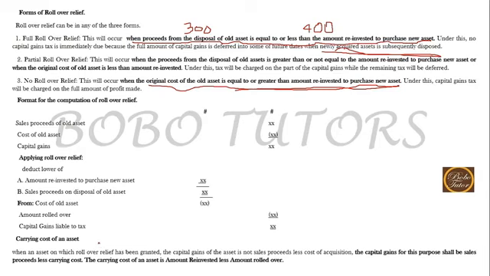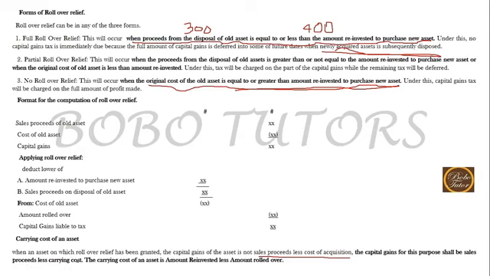That is what the carrying cost is all about. That takes us to the carrying cost of an asset. Now let's read. When an asset on which rollover relief has been granted is disposed of, the capital gain of the asset is not sales proceeds less cost of acquisition. Are you getting it? The capital gain for this purpose shall be the sales proceeds minus carrying cost. Do you understand? It will be sales proceeds minus carrying cost instead of the cost of acquiring the asset. While the carrying cost of the asset is the amount reinvested less the amount rolled over.